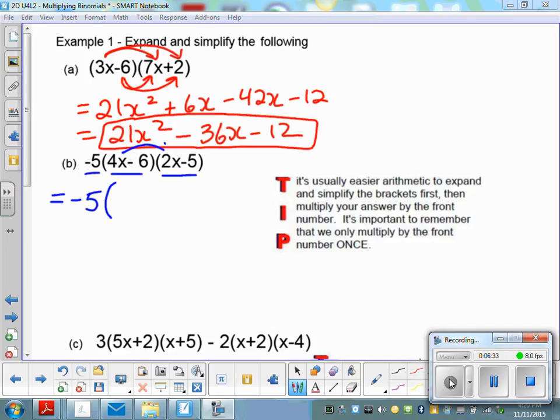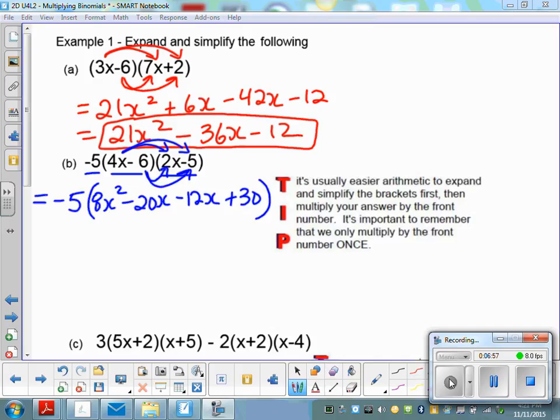So I've got 4x times 2x, 8x squared. I've got 4x times minus 5, minus 20x. Then I've got to multiply negative 6 by 2x. That's negative 12x. And negative 6 times negative 5, when I multiply those two, I'm going to get plus 30.